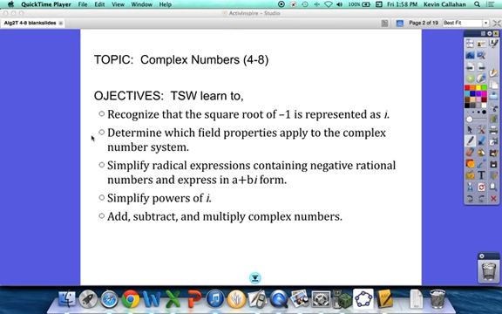Wait a second. Yes. It kind of, in a way, relates a little bit to what we're doing here. It'll come up just a little bit if you pay attention.